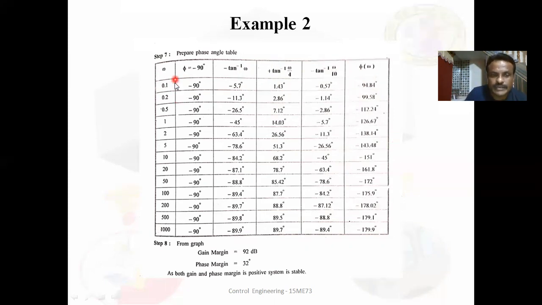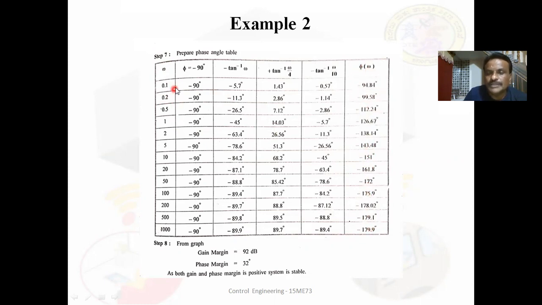Like that, you have to select the omega values. When you substitute the corresponding omega value, for 0.2 this one is minus 11.3, then this is 2.86 degrees, and here minus 1.14 degrees. The resultant summation of these four is minus 99.58 degrees. Like that, you select the omega values. So this is the resultant phase angle, and we have tabulated it over here.